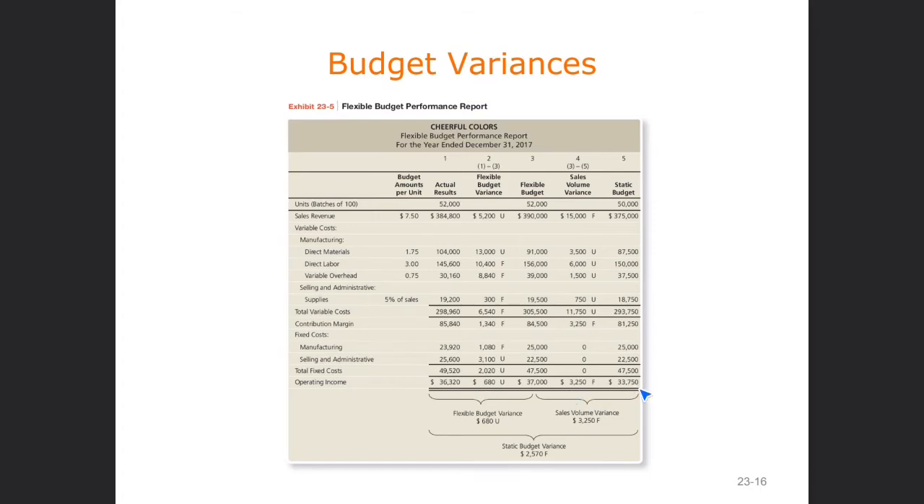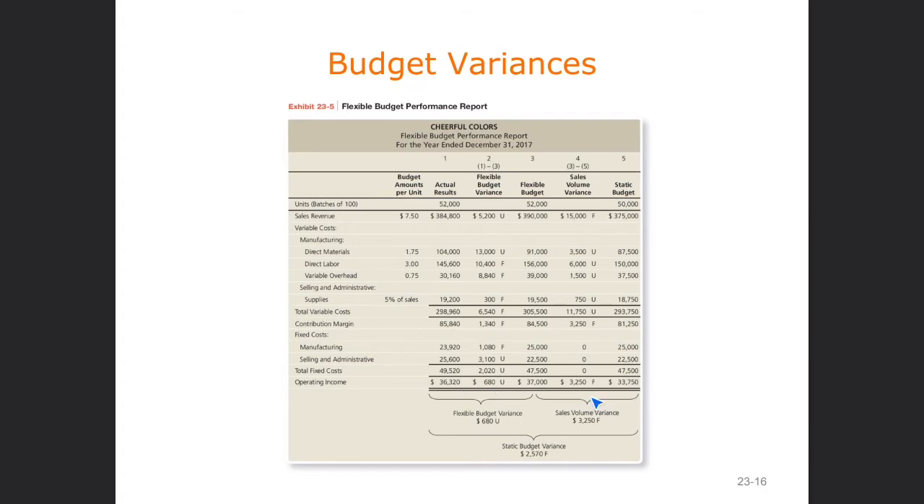And now that we have our operating income, we can compare the total results. For our total flexible budget variance, we have our actual results of 36,000 and our flexible budget of 37,000. So actual was less than what we budgeted. It's going to be unfavorable because we're looking at our operating income account. Actual was less for our income. So it's unfavorable, and it's unfavorable by the difference, which is $680.